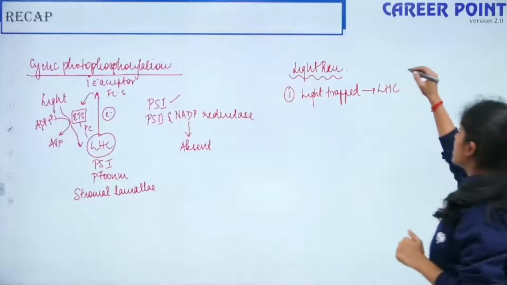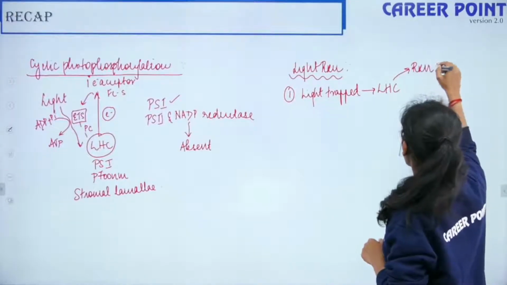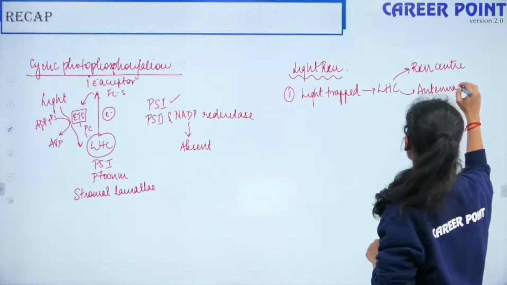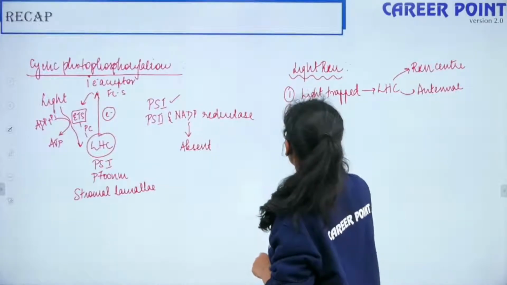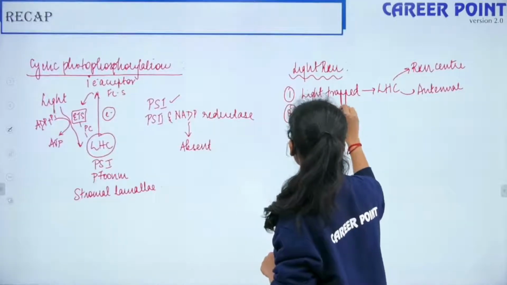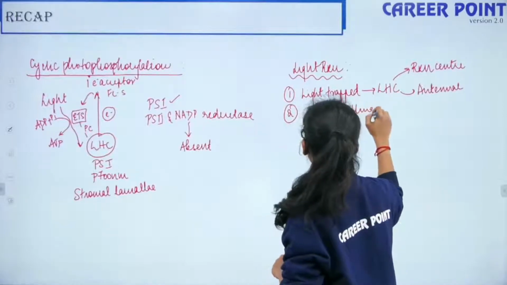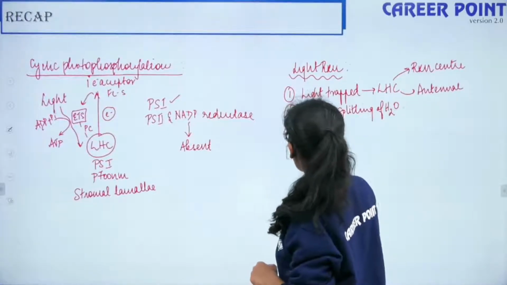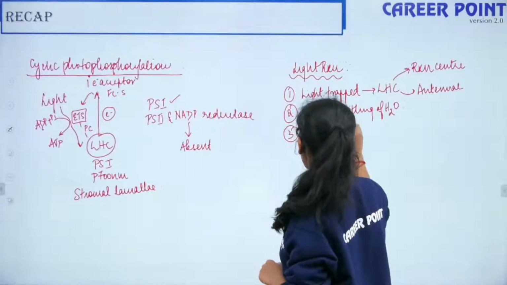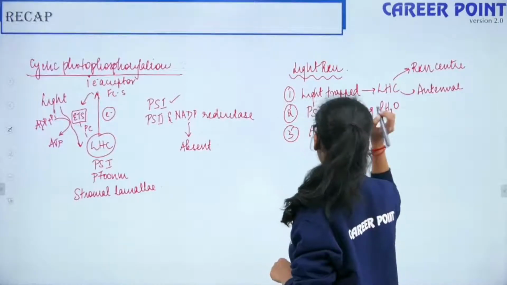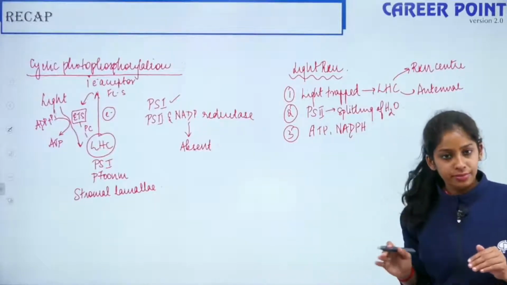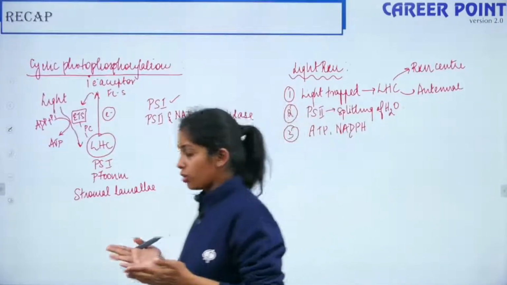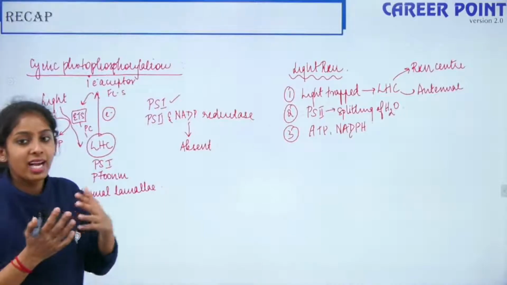So light is trapped by the LHC. The LHC has two components. I hope you remember, reaction center and your antennae. Once light falls on your LHC, the electron gets replenished. PS2 is associated with the splitting of water. Once the electron moves forward, it produces your ATP as well as NADPH. Right? Now the light reaction is done. Now we have to talk about the dark reaction. But before we talk about the dark reaction, how is the ATP produced? There comes the next question.